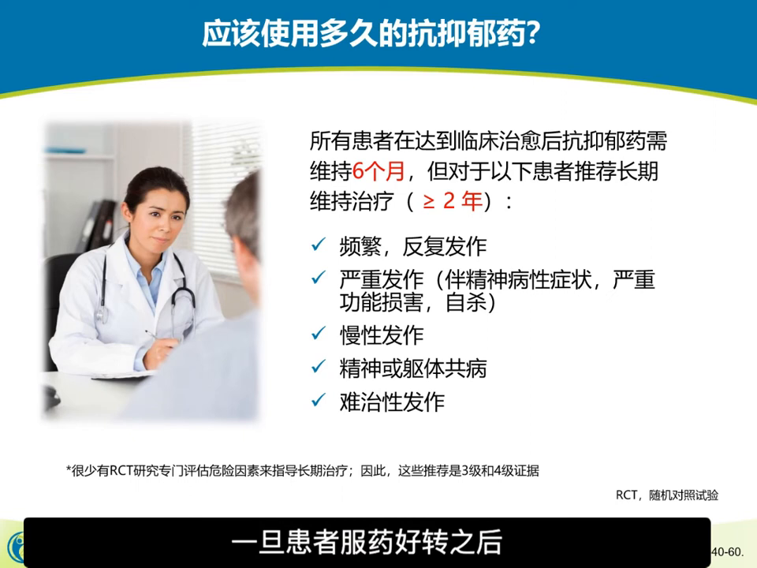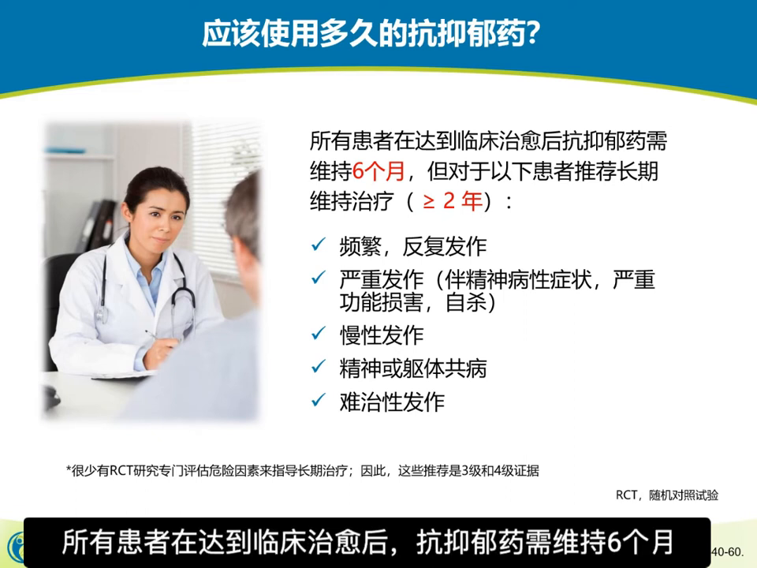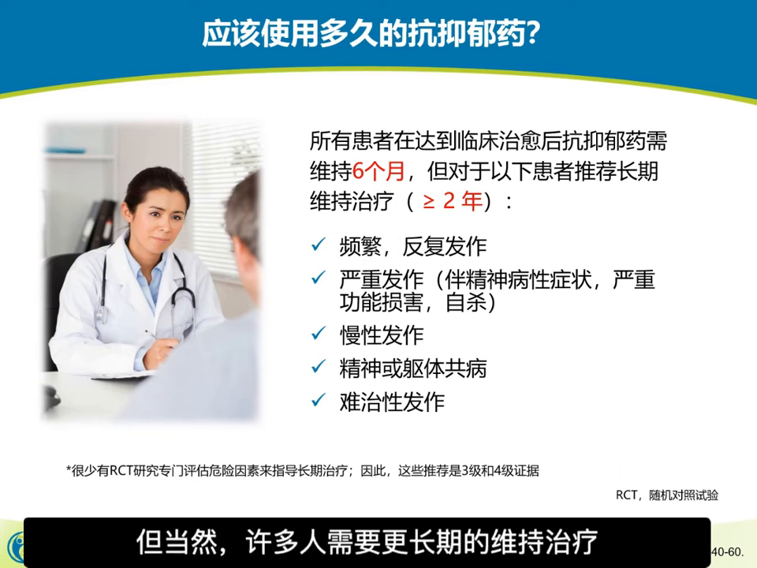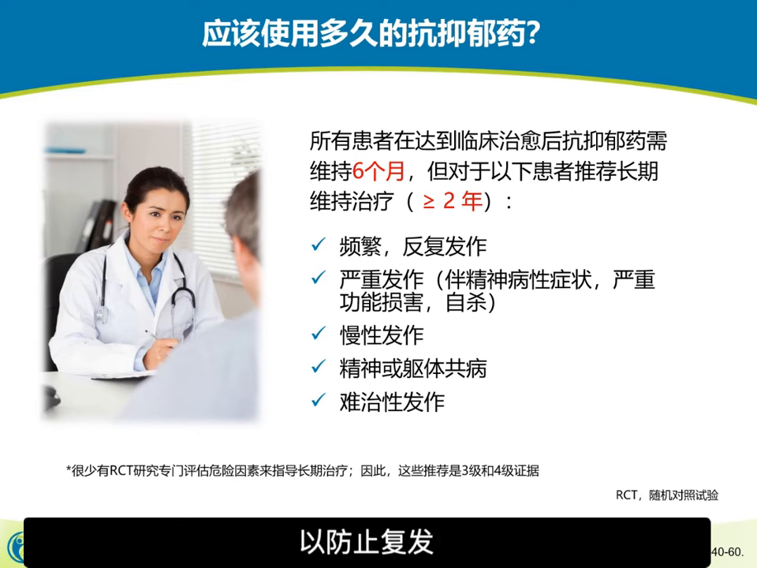Once patients are well on an antidepressant, how long would you continue it? Well, it's clear from a lot of evidence that all patients should continue antidepressants for 6 months after they're in remission of symptoms. But of course, many people need longer-term maintenance treatment in order to prevent relapses. And patients with risk factors need at least 2 years of treatment.